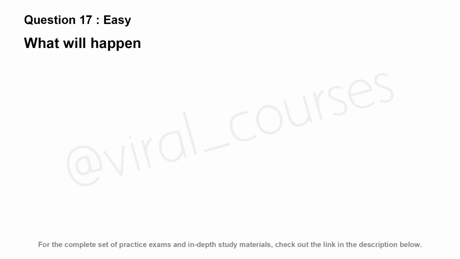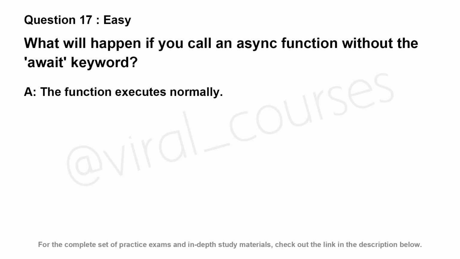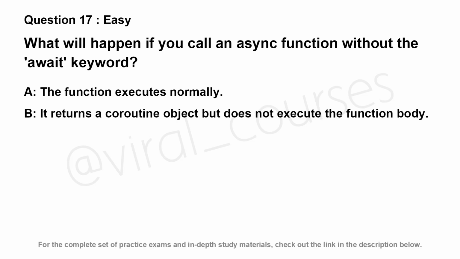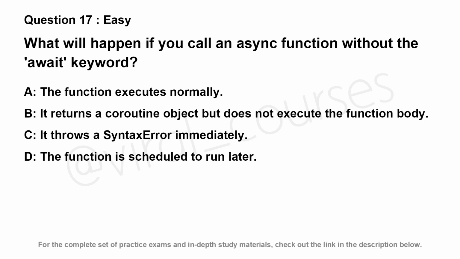What will happen if you call an async function without the await keyword? Option A. The function executes normally. Option B. It returns a coroutine object but does not execute the function body. Option C. It throws a syntax error immediately. Option D. The function is scheduled to run later.